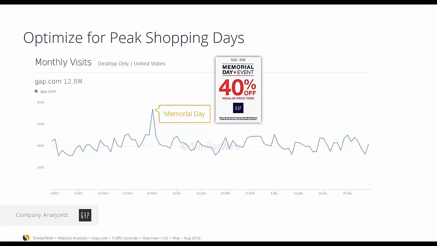So if other retailers are on Memorial Day seeing maybe a 10% jump in traffic, we see here that, on an average day, Gap gets about 400,000 visits. They went up to 600, even closer to 700,000 or 800,000. They almost doubled their traffic that weekend, which means that if you're not doubling your traffic over Memorial Day weekend, you're not playing the seasonality trends right, and you're leaving money on the table.